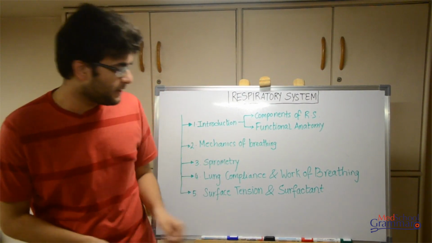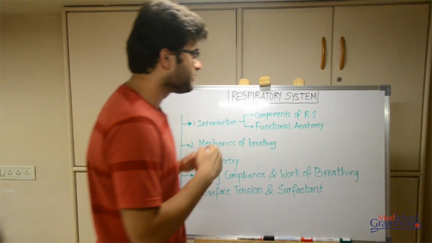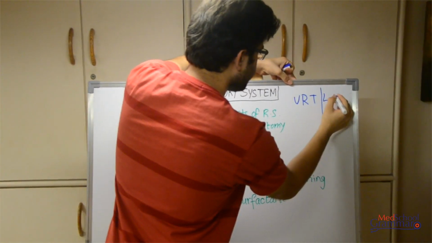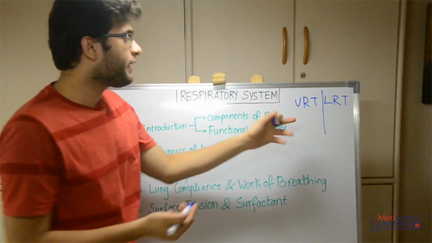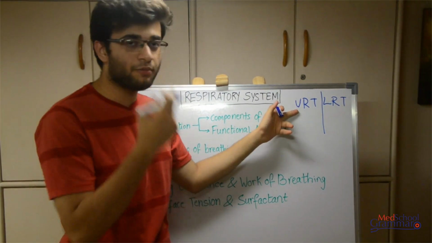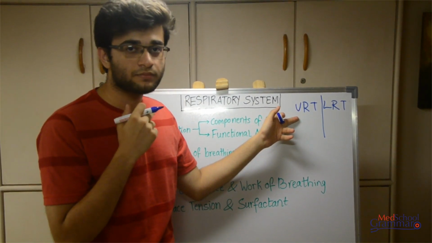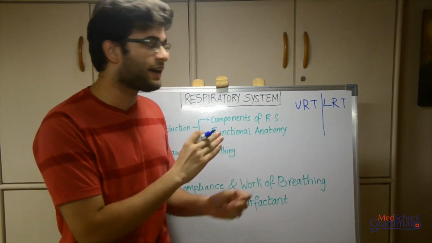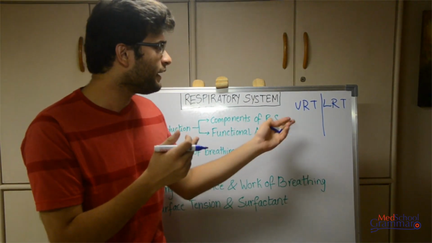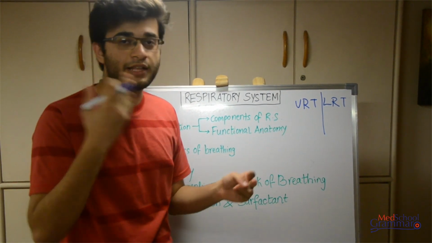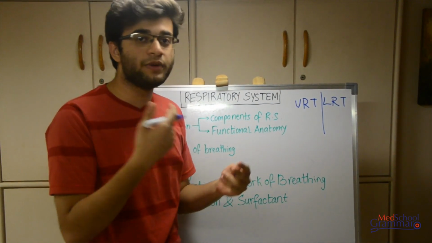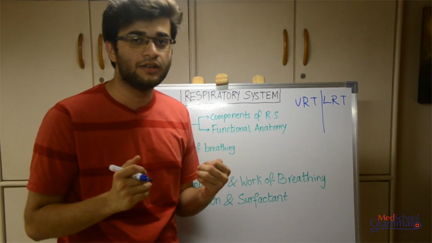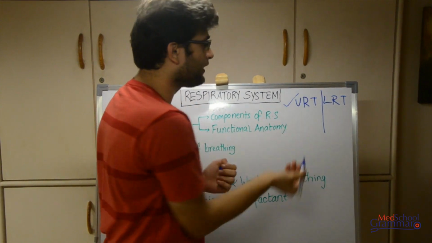Beginning with components of respiratory system, it's divided into two parts: upper respiratory tract and lower respiratory tract. So upper respiratory tract is all that is from your nose up to your trachea, and specifically in the trachea up to your glottis. That is the upper respiratory tract. It mainly has a function of transport of gas, and it humidifies the gas and converts the gas to the normal body temperature. So that is what the function of upper respiratory tract is.